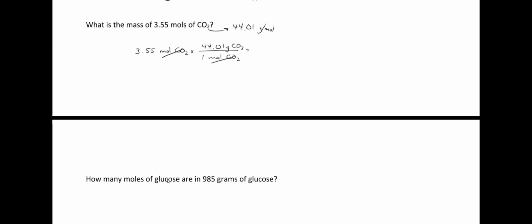So putting this into the calculator, we have 3.55 times 44.01, which comes out to be 156 grams. 3 significant digits there. Of carbon dioxide.